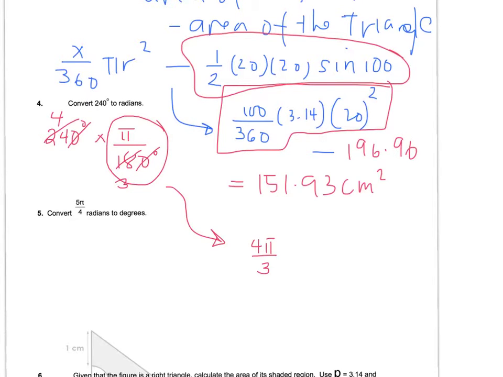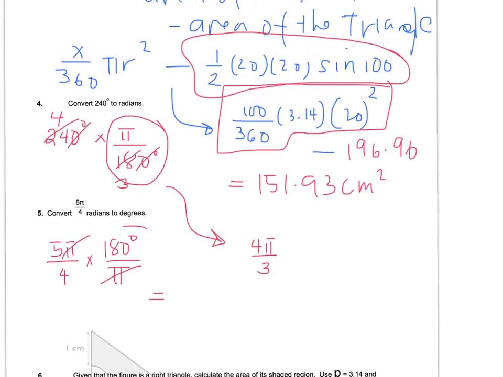Okay, let's go to number 5. So number 5, convert 5 pi over 4 radians to degrees. So to convert, you copy the number and then multiply by the conversion factor, which is just the reverse of the one we used for number 4. So 180 over pi. Now simplifying this, pi will cancel with pi because that is just 1.